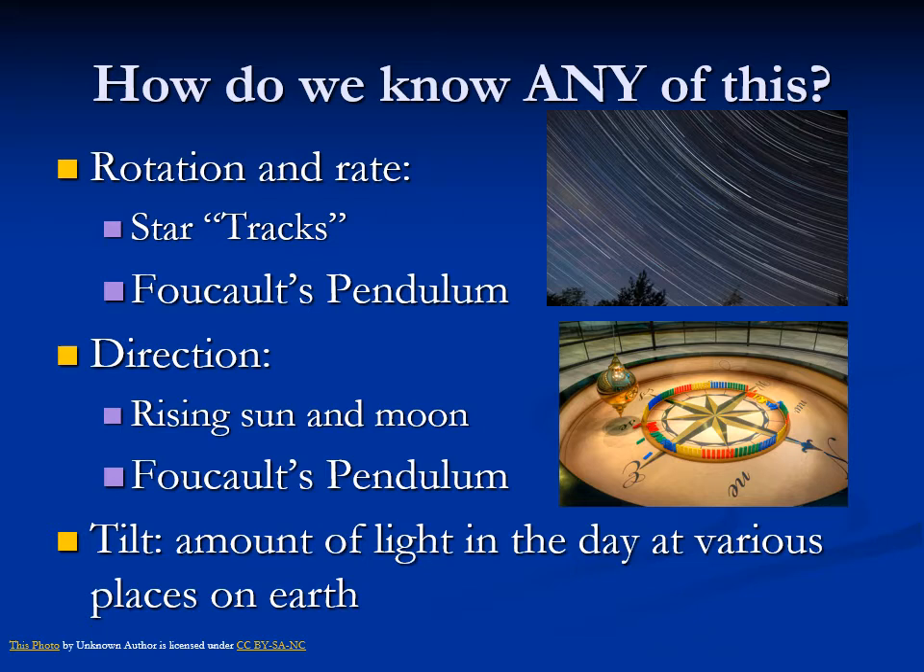And how do we know that the tilt of the Earth is correct? We can measure that because of the amount of light in various places on the Earth. As you move north or south in latitude, the amount of light varies. And that's how scientists were able to calculate the tilt of the Earth at 23.5 degrees.